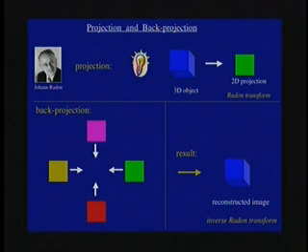Someone by the name of Johann Radon, he was actually a mathematician born in the Czech Republic, but he spent most of his life in Austria. And so he's actually known as an Austrian mathematician, but he was born in the Czech Republic. And back in 1917, he was the first person to actually formulate a mathematical equation to describe a projection.